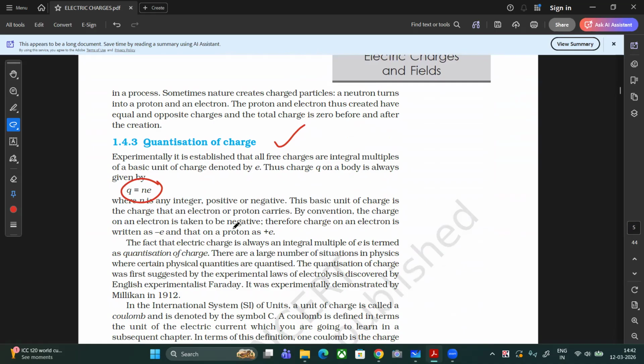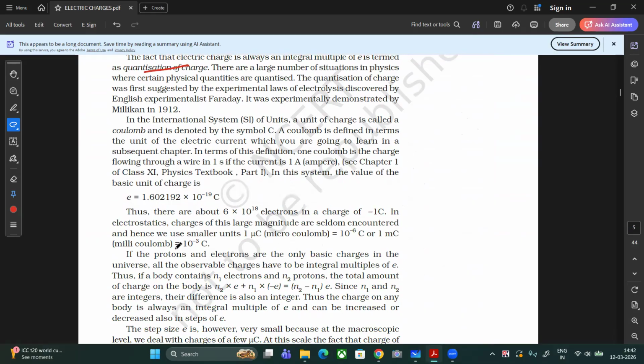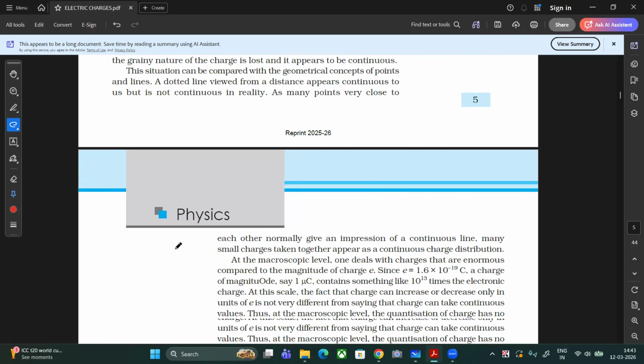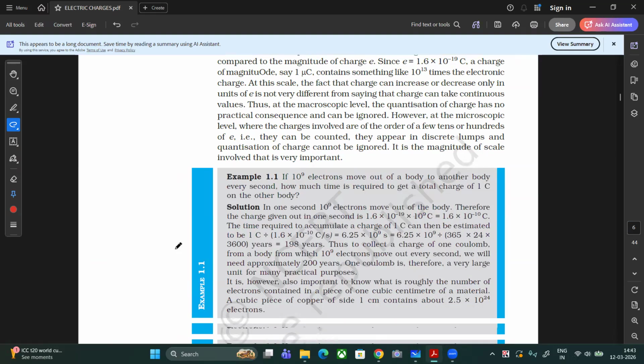1.6 into 10 power minus 19 is the universal number, the charge of an electron. N is the number of electrons, depending on the system. That is called the quantization of charges. These are the three properties of charges. Next, we move on to the topic of Coulomb's law.